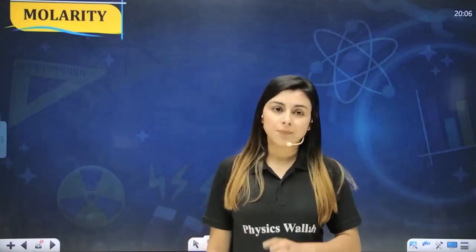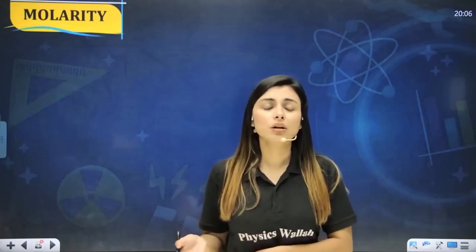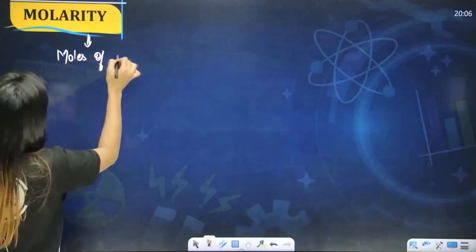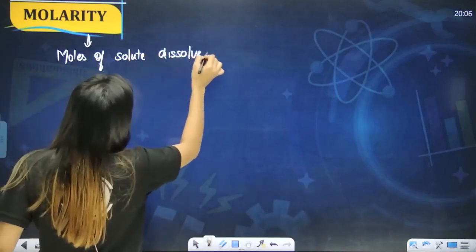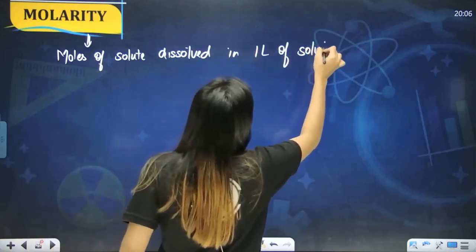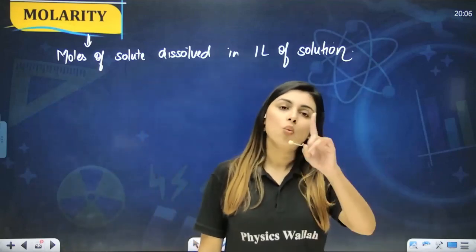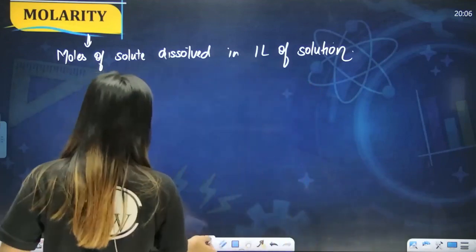What is molarity? Molarity tells you how many moles of your solute are dissolved in 1 liter of your solution. So the basic definition of molarity is moles of solute dissolved in 1 liter of solution. I hope this is clear. Now let's understand what this means.